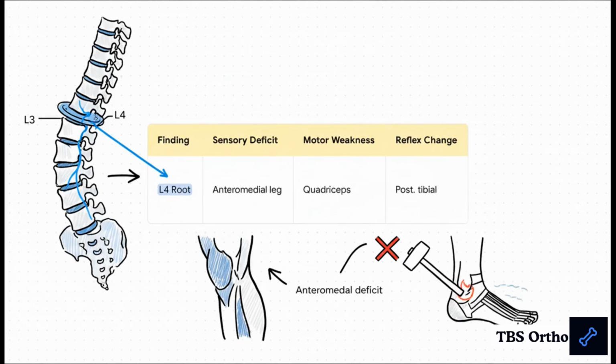Okay, let's use a classic clinical example. Say you've got a disc herniation at L3, L4 that's compressing the L4 root. What should you expect to find? Well, you're looking for this pattern. Sensory changes over the anteromedial leg, some potential weakness in the quads, and maybe, just maybe, a diminished posterior tibial reflex, though we all know that one can be tough to get.